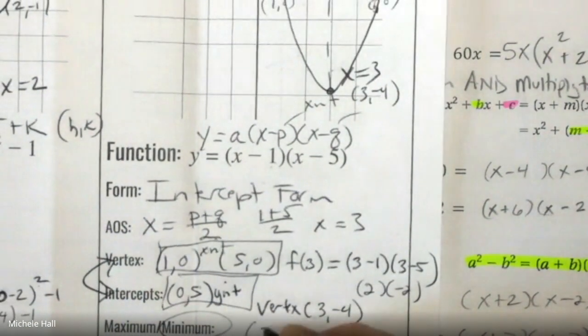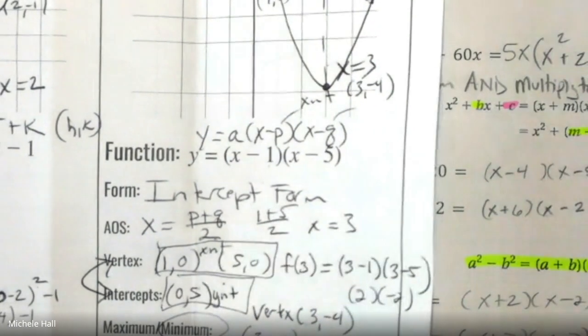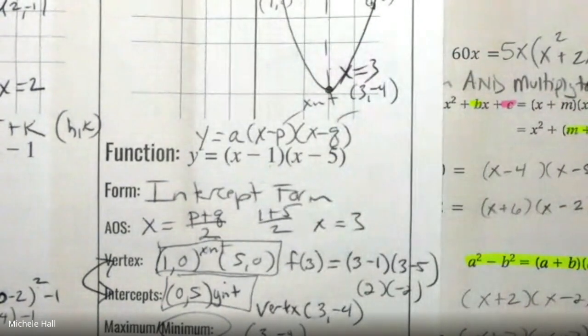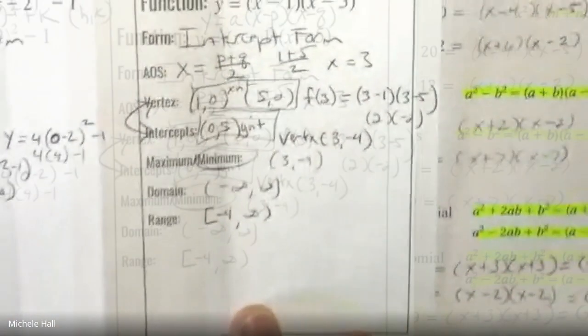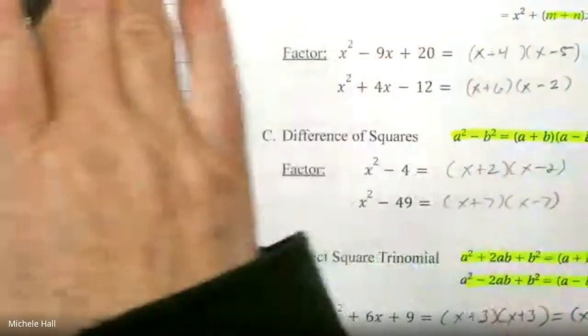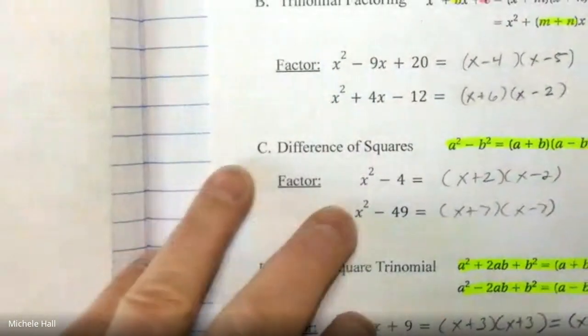This has a minimum value of 3, -4. Domain is from -infinity to +infinity. The range starts at y is -4. So it starts at -4 and goes to +infinity. All right, so those are the 3 forms of graphing from 1.1 and 1.2.